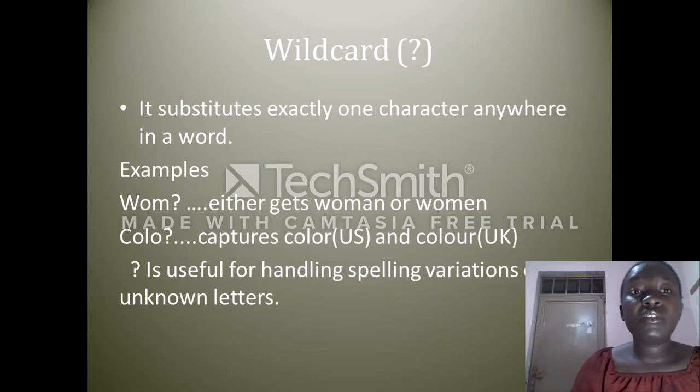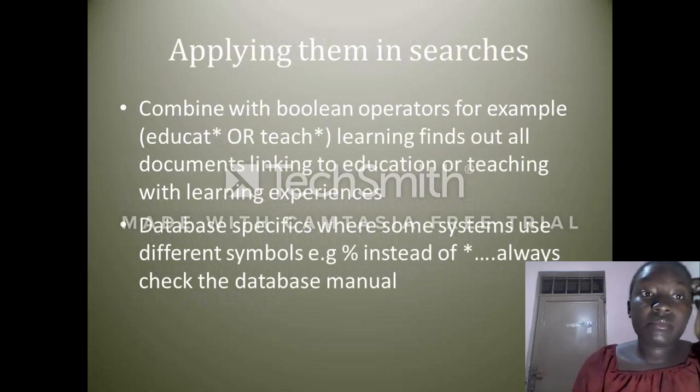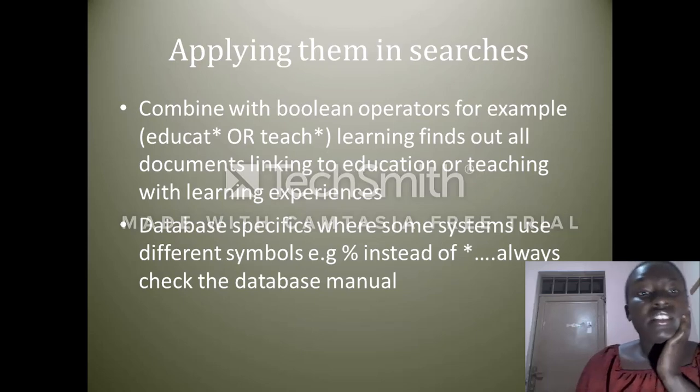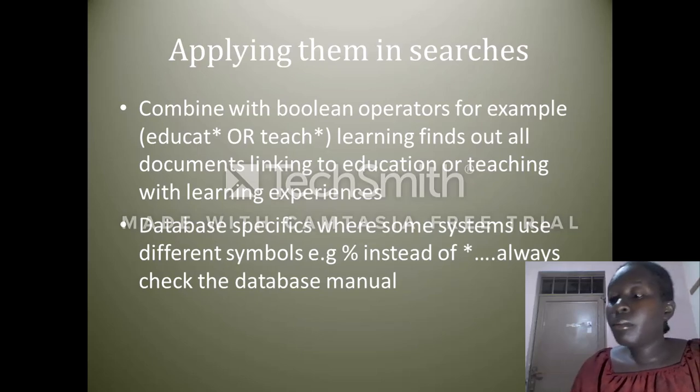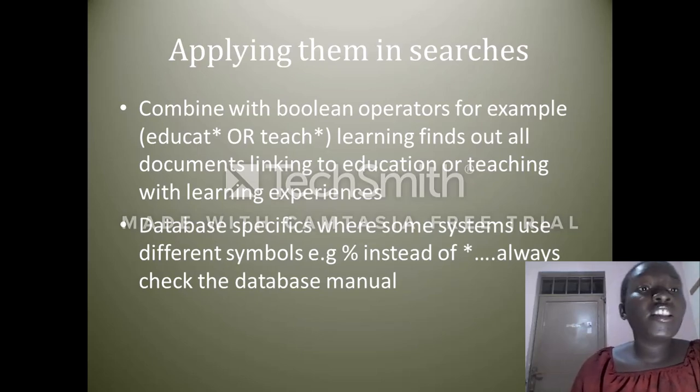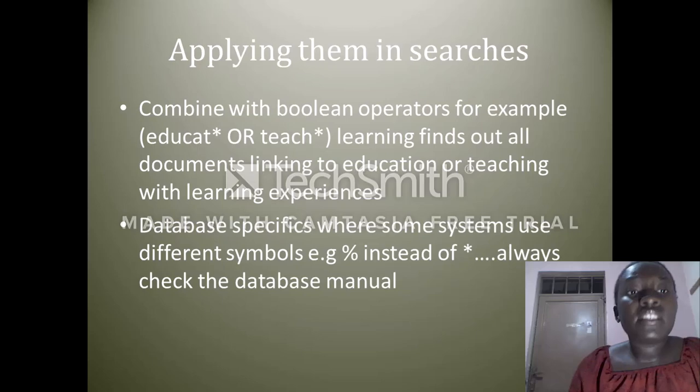This is very important because it's an advanced strategy. So we apply them in searches. How do we apply them? We combine them with Boolean operators. Remember, I said Boolean operators are like secret codes. So if you combine them, it's going to make your work very good. For example, educat* or teach*. What does this mean? We have put in the Boolean operator OR, meaning, like in the previous presentation, OR broadens the search. It gives you the meaning of the two.